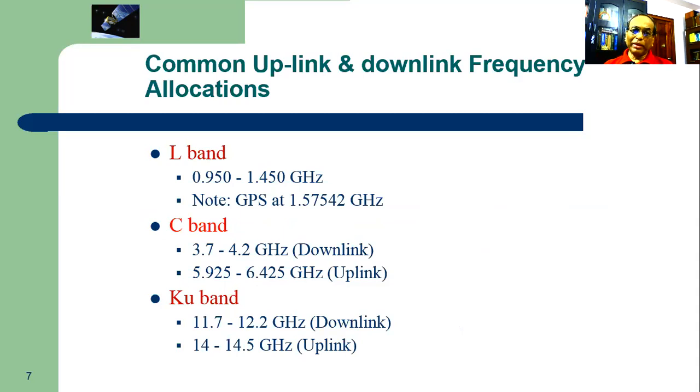This L band has a larger wavelength. The frequency starts from 0.95 to 1.45 gigahertz. This is used for GPS at 1.57542 gigahertz.